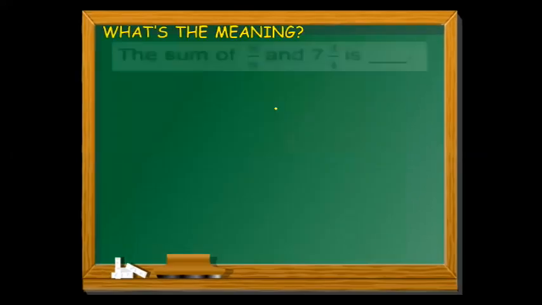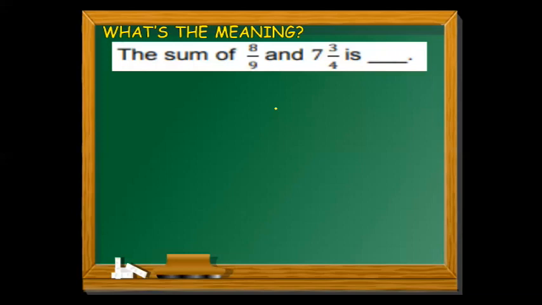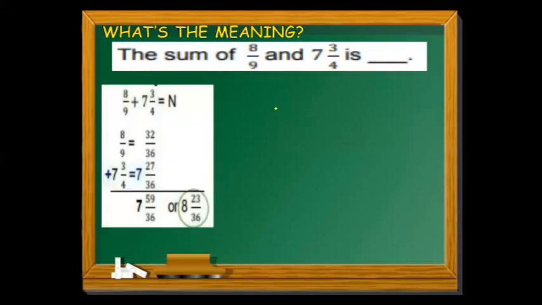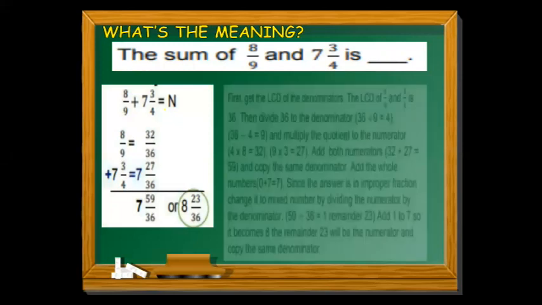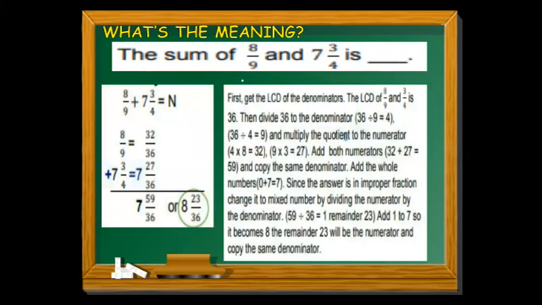Next, we have another example. The sum of 8, 9, and 7, 3/4 is... So first thing we need to do, again, is get the LCD of 9 and 4. So, ang LCD natin is 36. Ayan na siya. And then, divide 36 to the denominator.